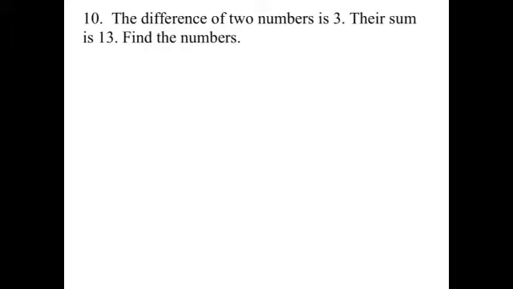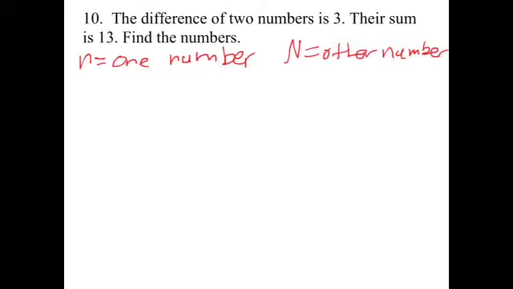Let's move on to 10. Read through that one and figure out what variables you're going to use. Alright, so I'm just going to use the same variables as last time. Lowercase n is just going to be one of the numbers, and uppercase N will be the other one. And my first statement actually gives me an equation. Their difference, meaning subtraction, so one number minus the other is going to give me 3. And the next statement, their sum is 13, gives me my other statement. So lowercase n plus capital N is going to equal 13.